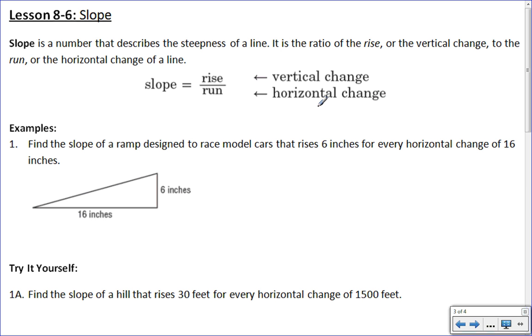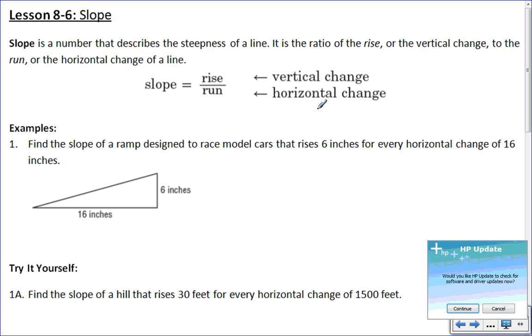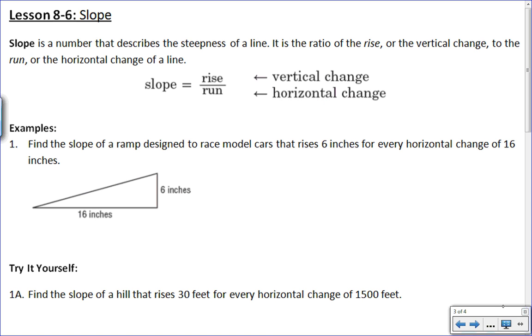If you notice, with what we did with rate of change, for the top part of that ratio we were always finding the difference in the y values, and the y values are graphed on the y-axis, up and down. That's the vertical change. And then the numbers in the bottom of the ratio were always from the x values, or the horizontal axis. So these are indeed very closely related concepts.